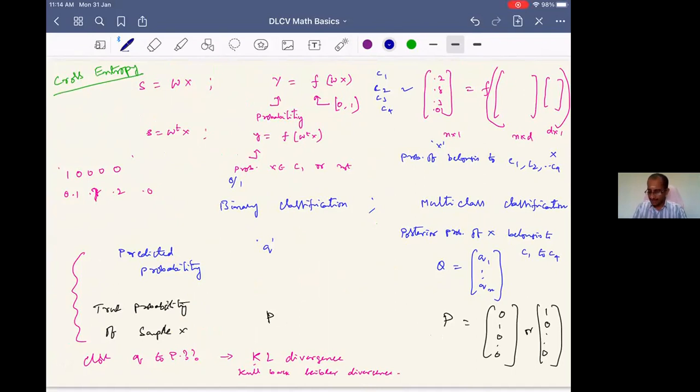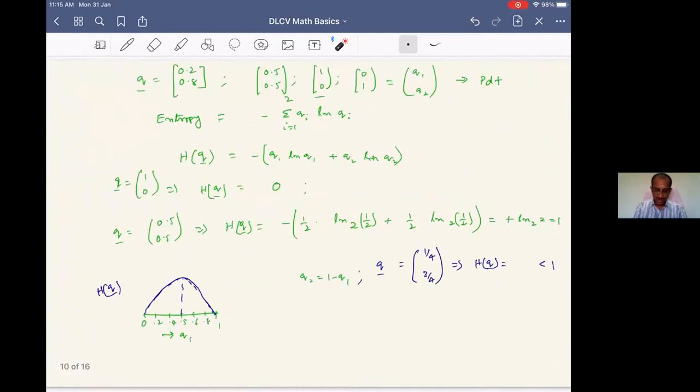density. So if I say that the true density for a particular sample is 0, 1, 0, 0, 0, and so on, that means the sample belongs to the second class. That is the true probability density function. But the predicted probability density function may be Q1 to Qn. So how far are we from P? That needs to be quantified in terms of a cost function. So first we should have a measure of information. That's what we have discussed so far. This is a measure of information.